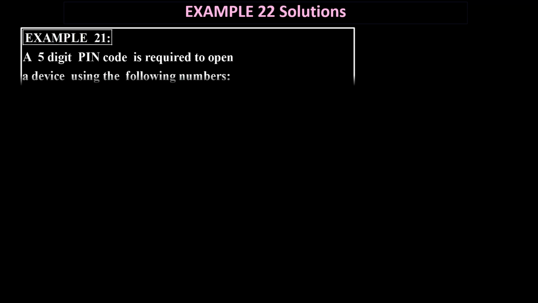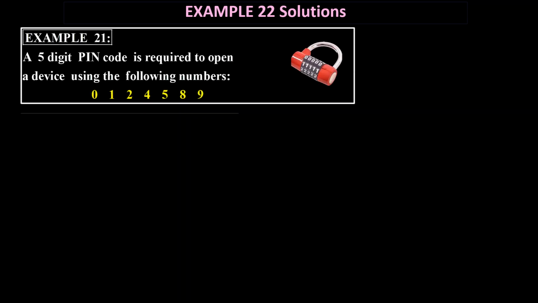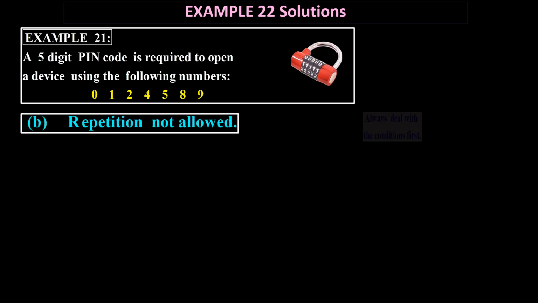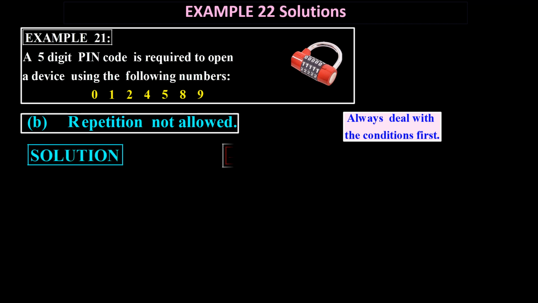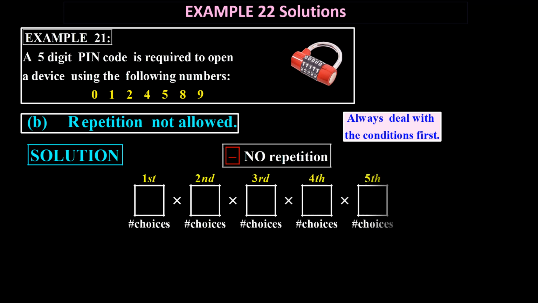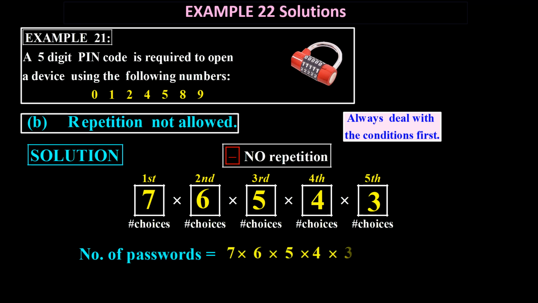Let's look at our next question here. In this one, repetition is not allowed. So you always have to make sure you understand your conditions. No repetition. Okay, so let's look at our choices here. We have 7, so that will be times 6, and then 5, and then 4, and then 3. Simple there. You find the product of that, and the product there is 2520.